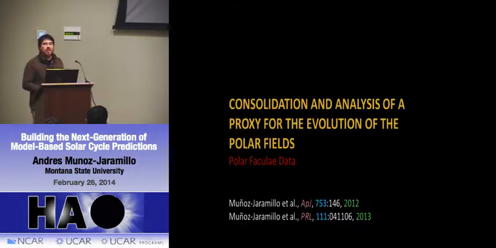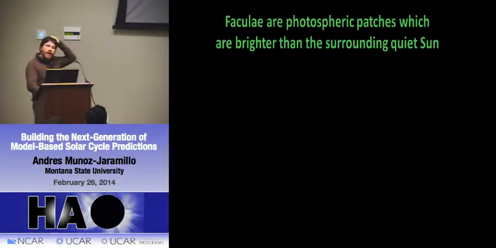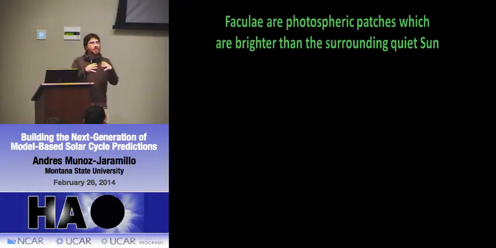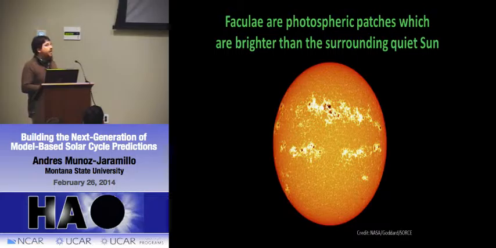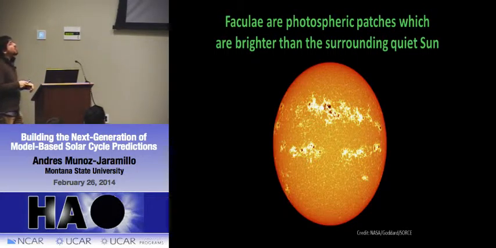So what we did was a consolidation of a proxy that spans 100 years and 10 cycles to look at this relationship. And it works like this. We use polar faculae. Faculae are bright photospheric patches which are brighter than the surrounding quiet sun. And as sunspots are proxies for the places where you have very strong magnetic fields, faculae are also a signature of mid-strength fields that are not strong enough to suppress heat transfer and create these cool, dark regions. But actually what they do is depress the surface and enhance your visible signature to appear as bright patches.